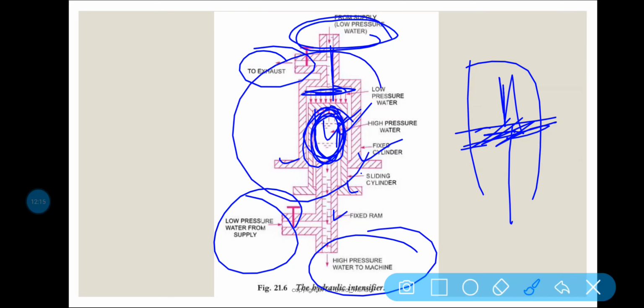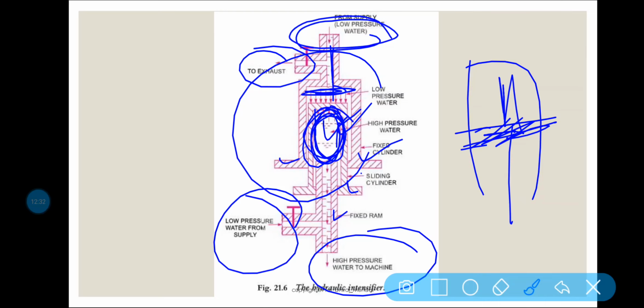I think it is clear. This device is needed when a hydraulic machine such as a hydraulic press requires water at very high pressure which cannot be obtained from the main supply directly. Okay, that is why it is needed.